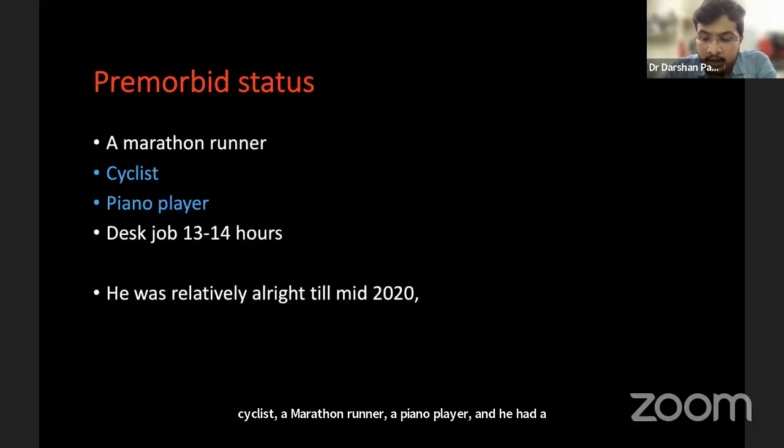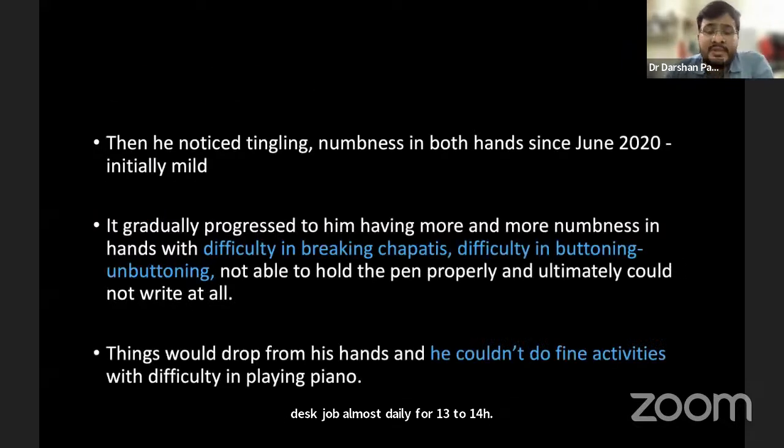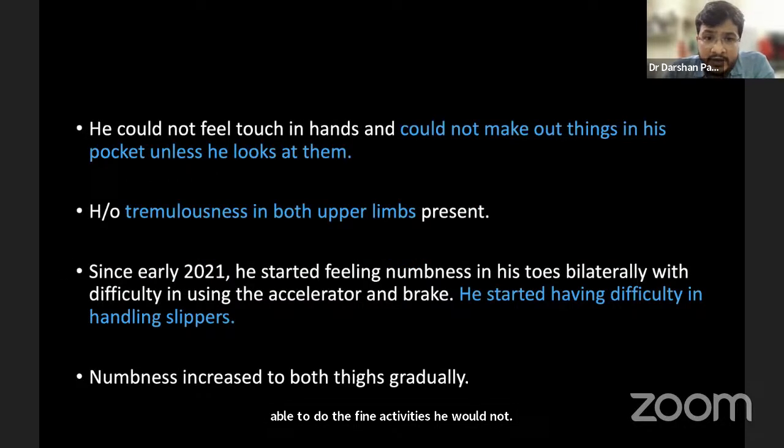He was relatively all right till mid-2020. Then he noticed tingling numbness in both hands since June 2020. Initially it was mild. It gradually progressed to more and more numbness in the hands, with difficulty in breaking chapatis, difficulty in buttoning and unbuttoning, not being able to hold the pen properly, and ultimately could not write at all. Things would drop from his hands, and he would have difficulty playing the piano. He could not feel touch in the hands and could not make out things in his pocket unless he looked at them. There was a history of tremulousness in both upper limbs simultaneously during this period.